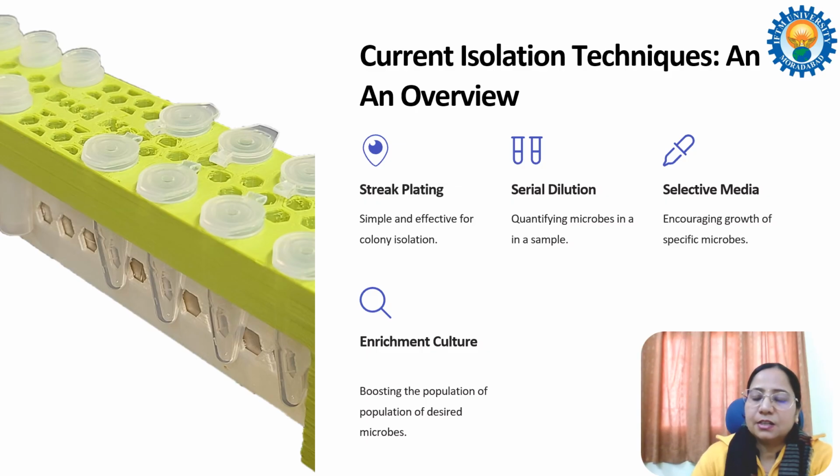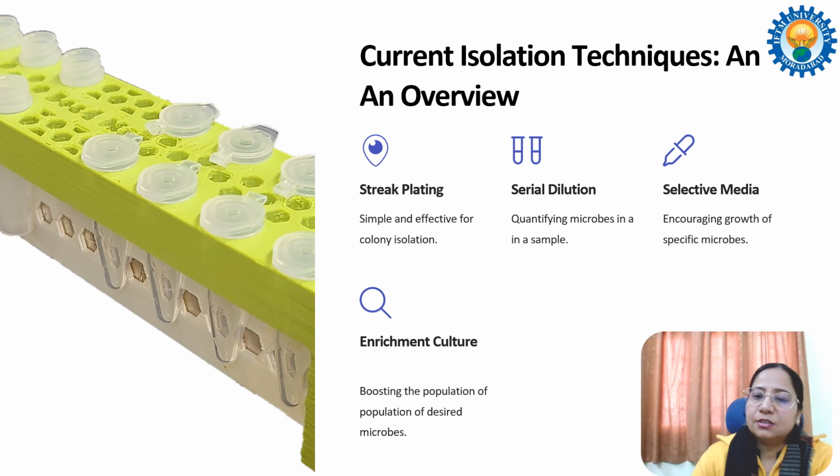There are various techniques that can be used for the isolation of microorganisms and getting the pure culture. These are pour plate technique, spread plate technique, and streak plate technique. One of the best techniques for the isolation of microbes is streak plating. It is the simplest and most effective technique used for colony isolation. If we want to quantify the microbes in a sample, we go for serial dilution. It is used to dilute the microbial colonies so that we can reduce their numbers and can easily observe them.